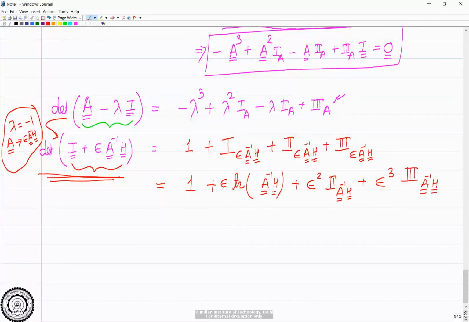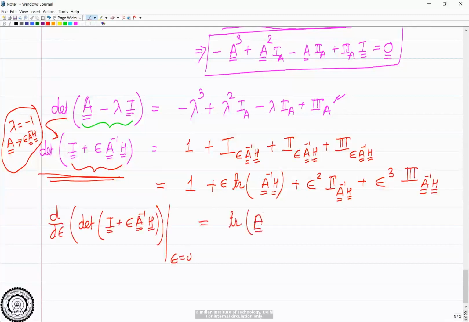Okay, and you see what we wanted was d by d epsilon of determinant of I plus epsilon A inverse H at epsilon equal to 0. Now you see it is quite easy to do it now, no? So when you do it, you simply get trace of A inverse H, right?